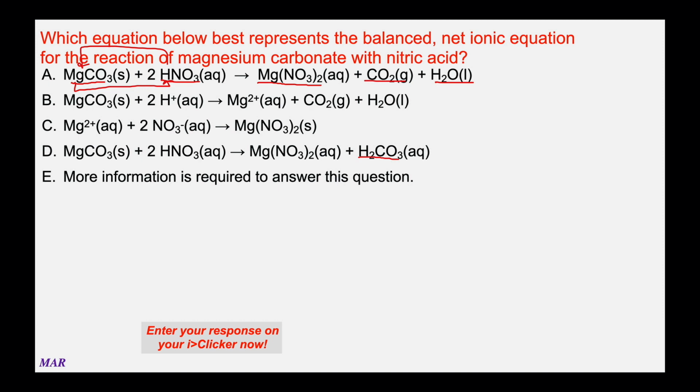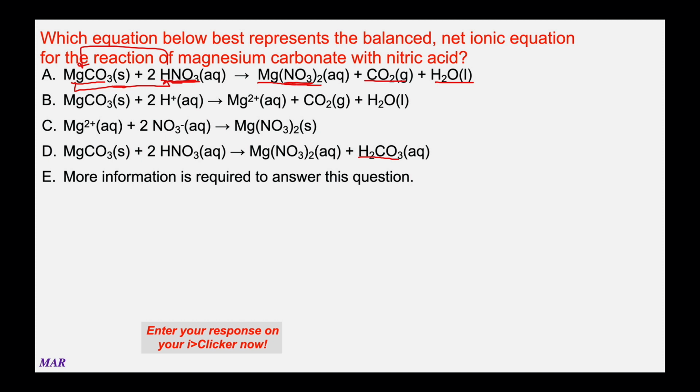So the equation on A shows all the pieces. Now, let's look at the states of matter. Carbonates are usually insoluble. The big negative polyatomic ions like carbonate, phosphate, things like that, are usually insoluble unless they're with sodium, potassium, lithium, ammonium, stuff like that. Magnesium is not one of those, so that's going to be insoluble. But nitrates are always aq. So you can see the HNO3 is aq, Mg(NO3)2 is aq, no problem.